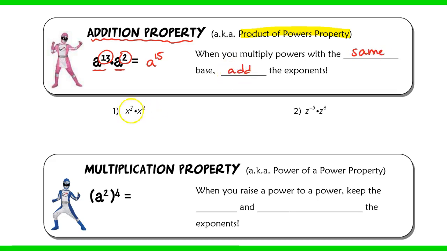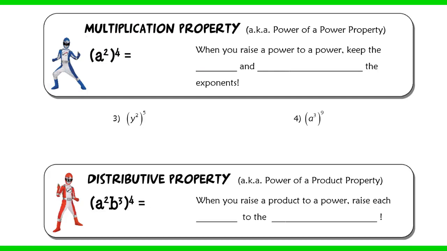So here we have two example problems. We've got x to the 7th power times x to the 2nd. So what I'm going to do is keep the same base, x, and then add the two exponents, 7 plus 2, that gives me 9, so x to the 9th power. On number 2, I want to do the same thing. I see I have z to the negative 5th and z to the 8th. So I'm going to keep the base, z, and then I'm going to add negative 5 plus 8. That gives me positive 3. So my final answer here would be z to the 3rd power.